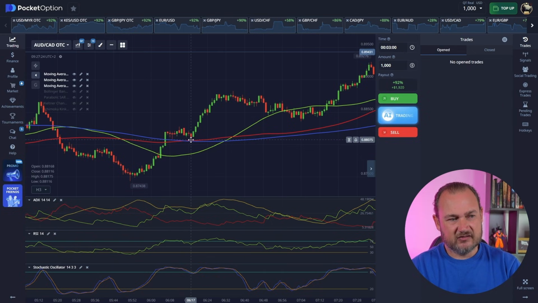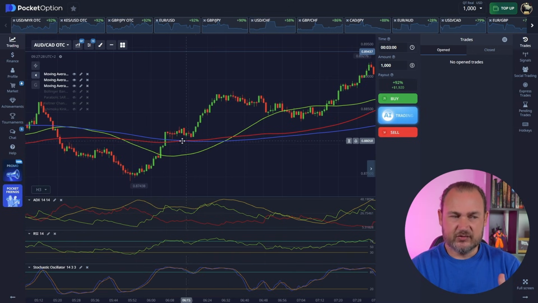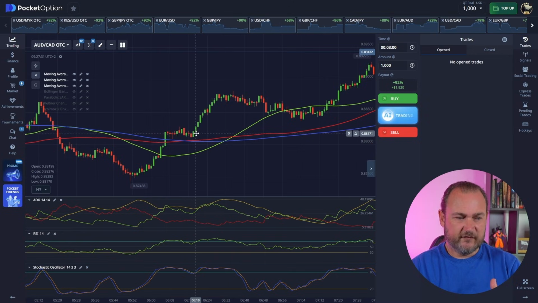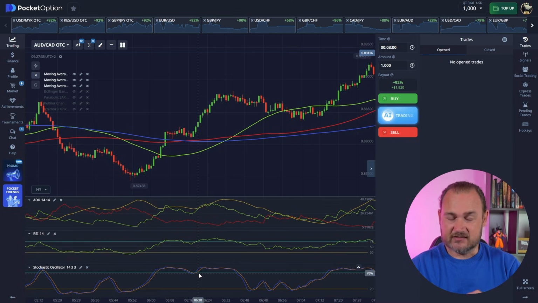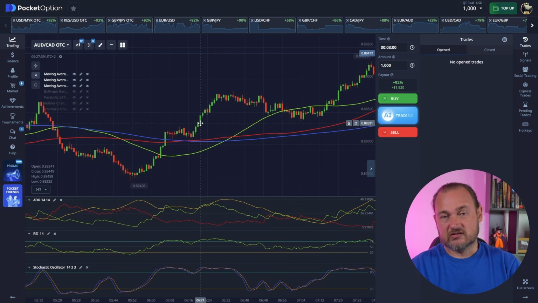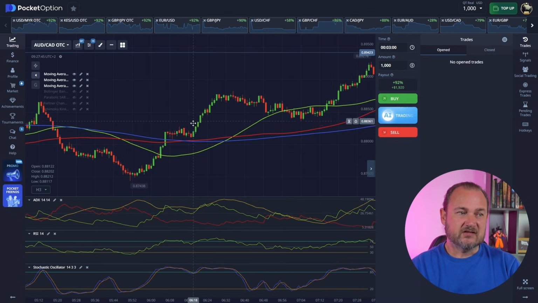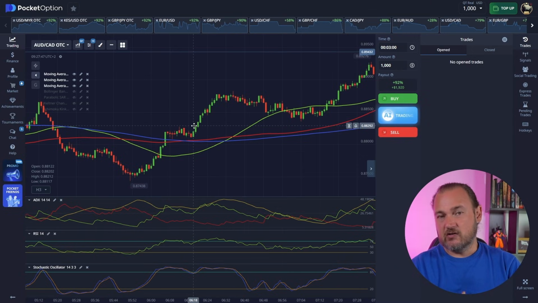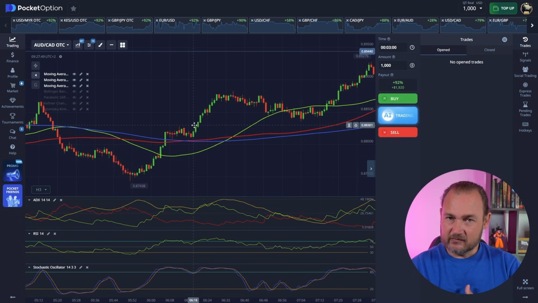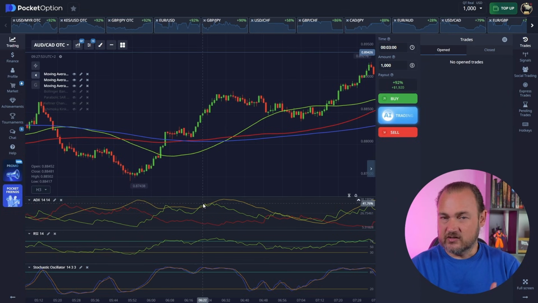It did look like it was going to attempt to hit the 100 and 200 moving averages here. It did fail. So when the stochastic and the RSI turned back into overbought, that would have been my signal to start taking buys, because my ADX was still climbing, the DI plus was still climbing. So the ADX was showing me we are in an upwards move. The strength behind this move is increasing. We have acceleration on the price as well.